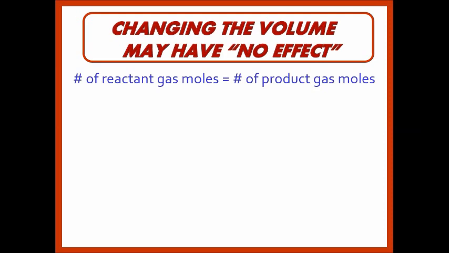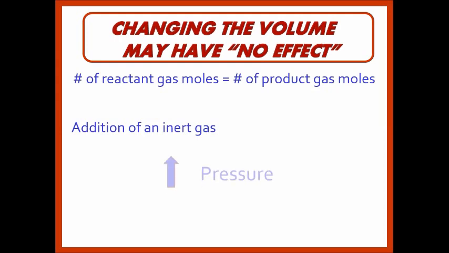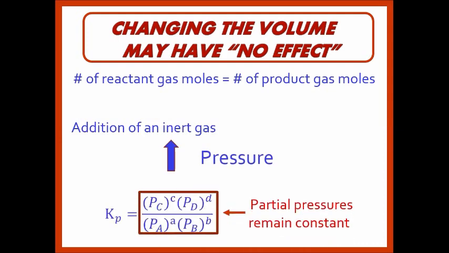So it's important to note that if a reaction has an equal number of gas moles on both sides, then the equilibrium will not be disturbed by a change in volume. Additionally, adding an unreactive or inert gas, such as a noble gas like argon, to the system will not disrupt the reaction equilibrium. This may seem odd because the overall pressure of the system does increase, however the partial pressure of each component in the reaction mixture remains constant, therefore having no effect on equilibrium.